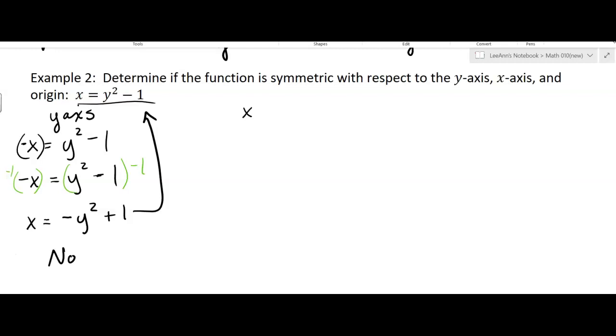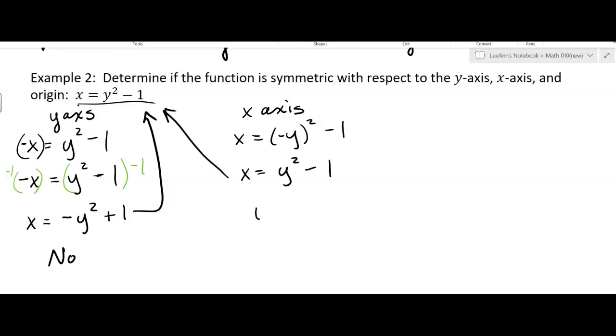Okay, now for the x-axis. You plug in the opposite of y. And you get x equals negative y, squared, minus 1, which is x equals y squared minus 1. Well, that is the same as the original, so yes, it is symmetric with respect to the x-axis.